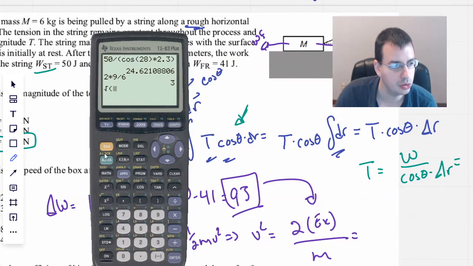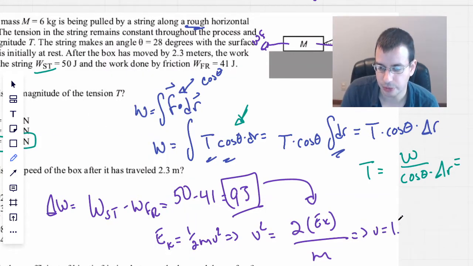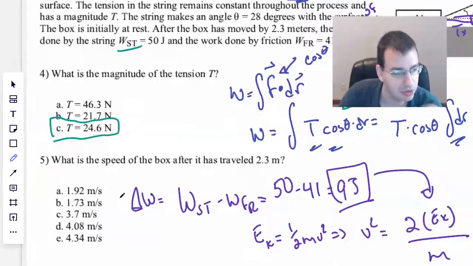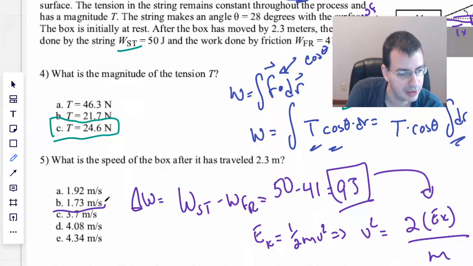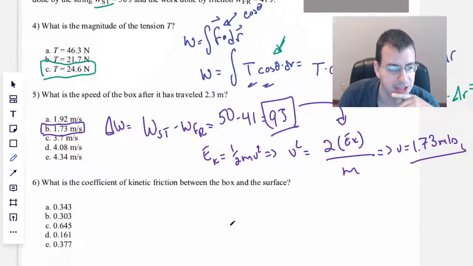Second answer, so we got square root of 3, which gives us 1.73. Implies V equals 1.73 meters per second. 1.73, got it right here. That's not too bad. Okay, what is the coefficient of friction between the box and the surface?